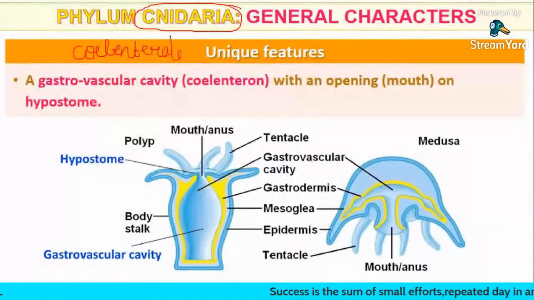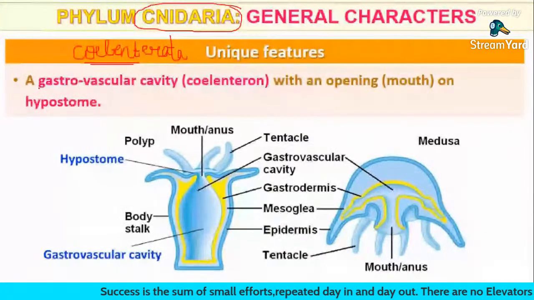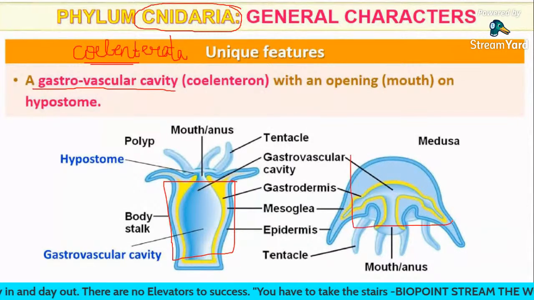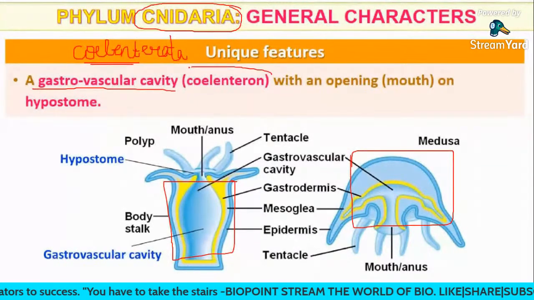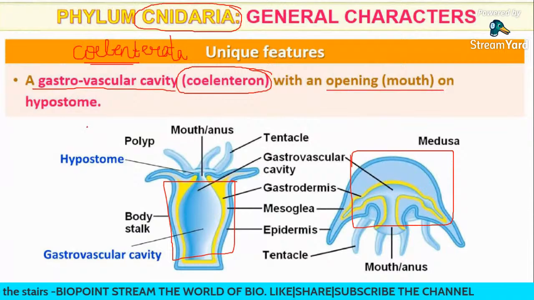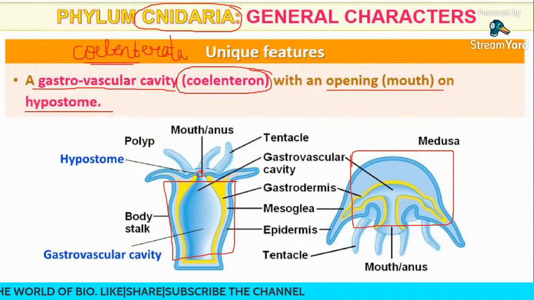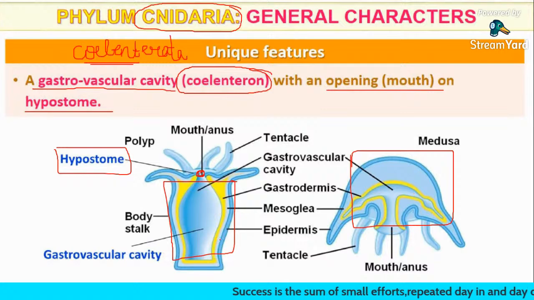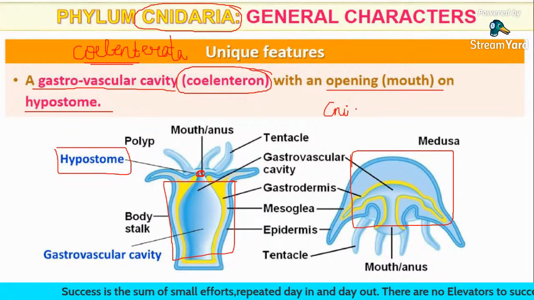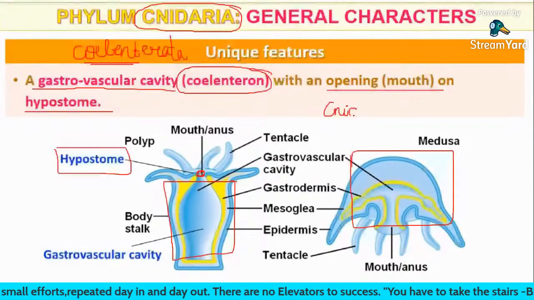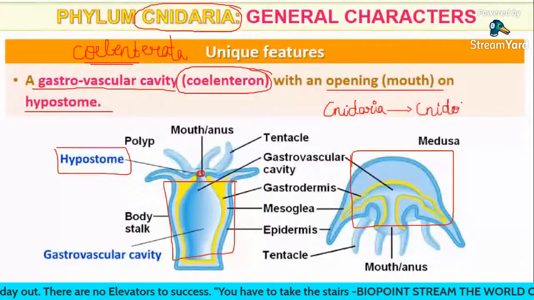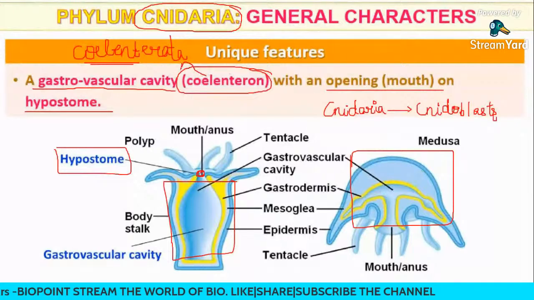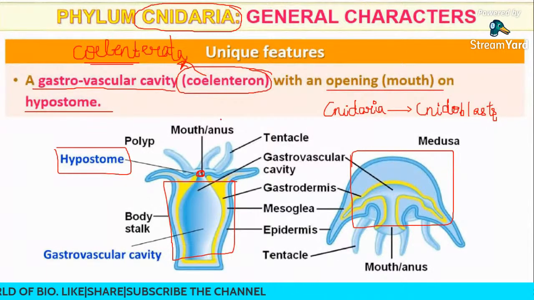Why is that phylum known as Coelenterata? Because they have a large gastrovascular cavity, a large body cavity, which is known as the coelenteron, with an opening mouth on the hypostome. The small portion on the top is known as the hypostome. Clear? So I have told you the reason why they are called Cnidaria: because they have specialized cells called cnidoblasts. Due to the presence of a large gastrovascular cavity named coelenteron, they are called Coelenterata.